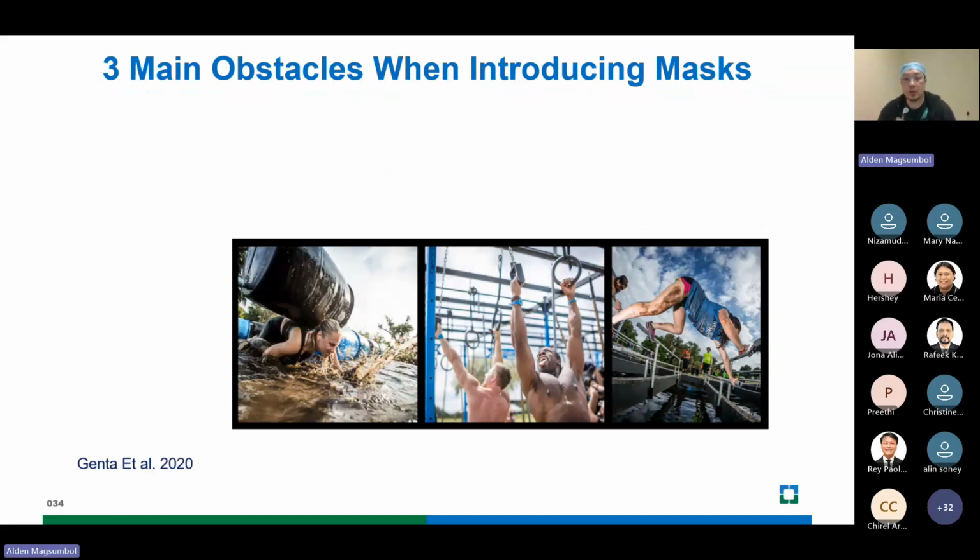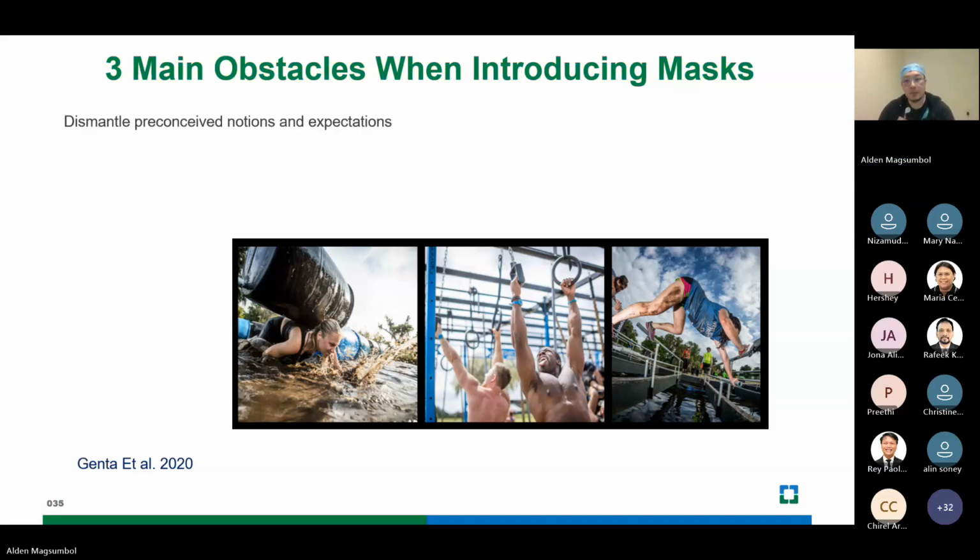With that in mind, let's turn to the three main obstacles. There is a workshop report from the American Thoracic Society, and they found three main obstacles to overcome when introducing masks to our patients. I believe these are important obstacles for us sleep techs to be aware of. Obstacle number one is dismantling preconceived notions and expectations of what CPAP will and will not accomplish through patient orientation. Although some patients believe that CPAP is the answer to all of their problems, other patients believe that it will not help at all.